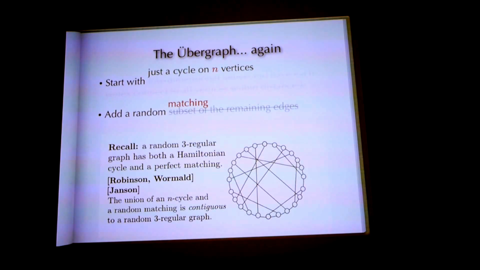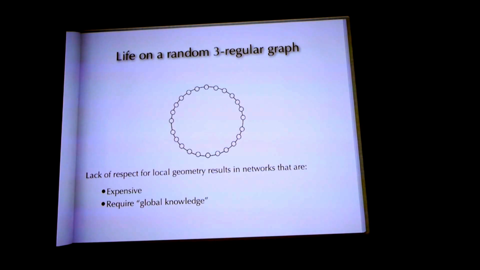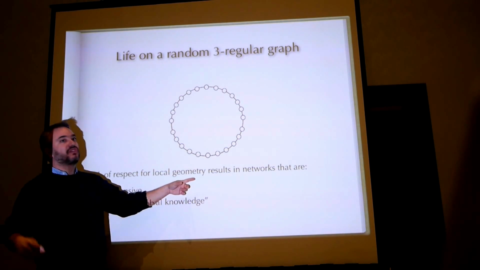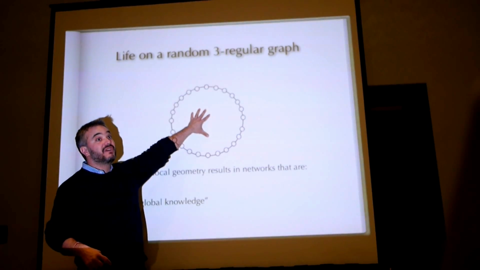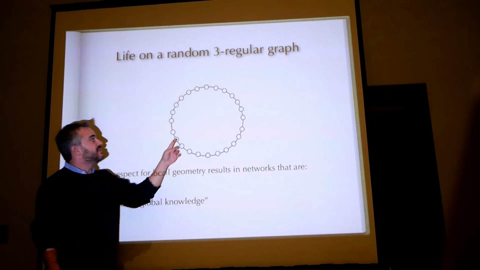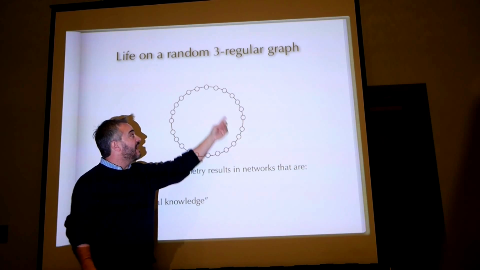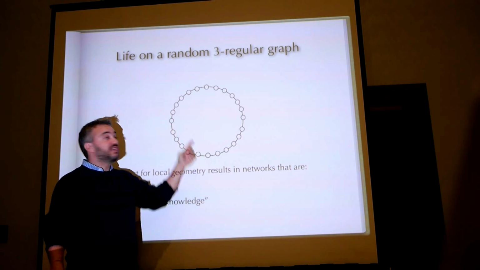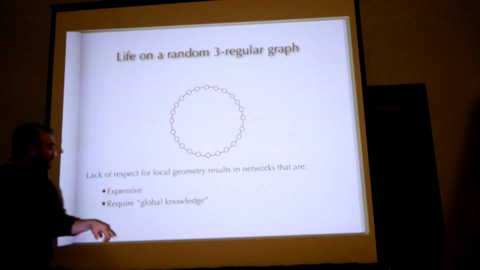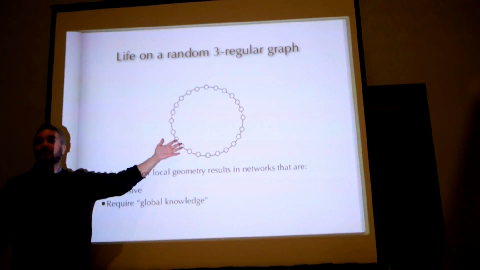So this means that if you wanted to do, let's say, efficient routing on random 3-regular graphs, yes, there are short paths, the diameter is very small, but the lack of respect for local geometry, in the sense that the graph was generated by adding a random matching to this, means that building the network is going to be expensive, because the vast majority of edges are going to have length proportional to the size of the graph. And you will need global knowledge to do the actual routing.